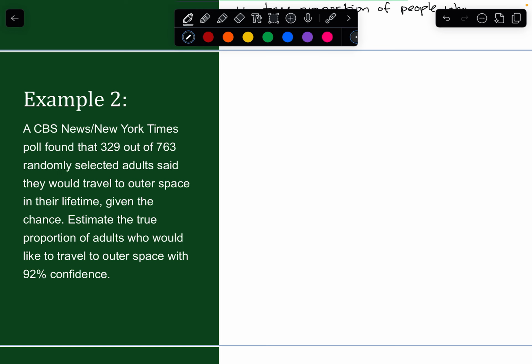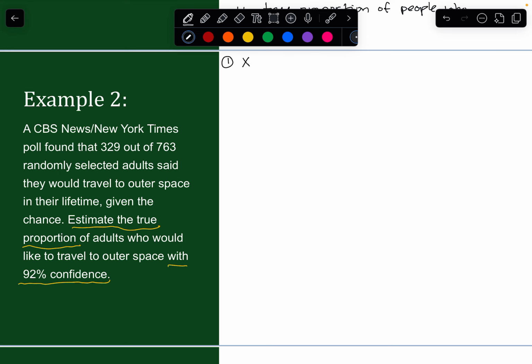So, I know that I'm being asked to estimate the true proportion of adults, so this is a proportion question, and they use the phrase with 92% confidence, telling me that it's a confidence interval. I'm going to do my state, plan, do, conclude.